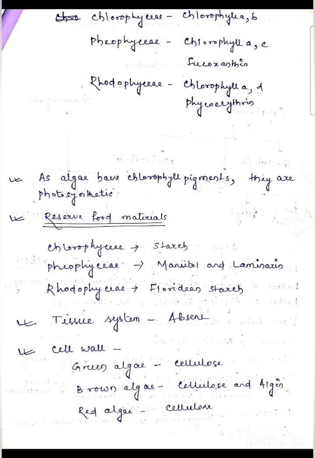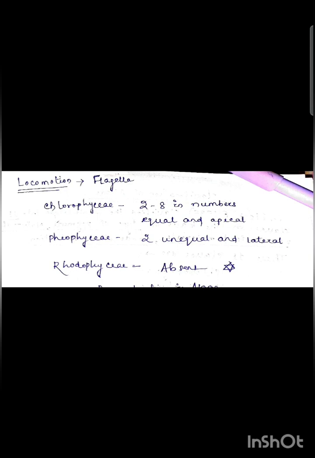Cell wall composition. In green algae, it is composed of cellulose. In brown algae, cellulose and algin. In red algae, cellulose. Then locomotion by means of flagella. In Chlorophyceae, 2 to 8 flagella are present, which are equal and apically present. In Phaeophyceae or brown algae, 2 unequal and lateral flagella are present. In Rhodophyceae or red algae, the flagella are altogether absent.